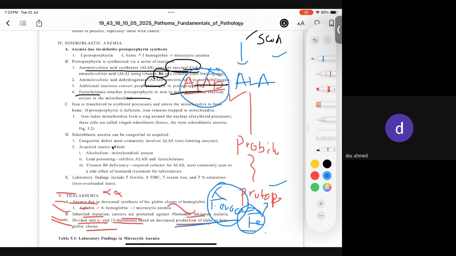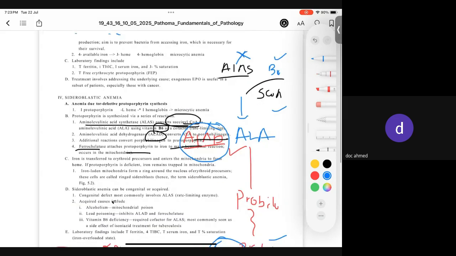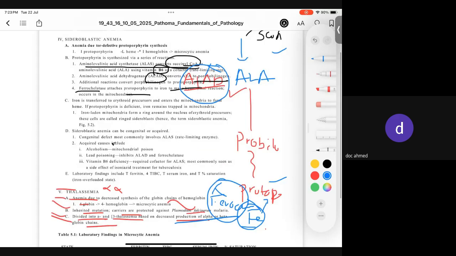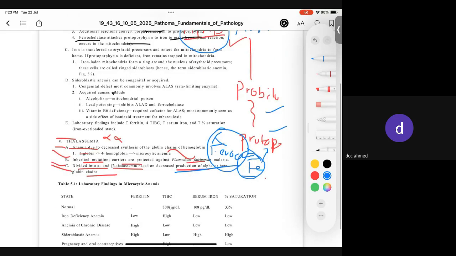That's obvious, right? B6 deficiency: an individual having TB given isoniazid can develop B6 deficiency. We know that, right? So if he has B6 deficiency, again he cannot make protoporphyrin. Iron will always be waiting there for protoporphyrin to be made, but it would never get protoporphyrin. It would never form heme.